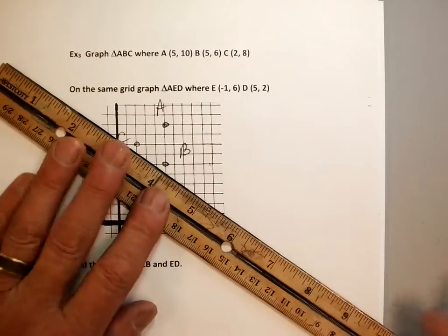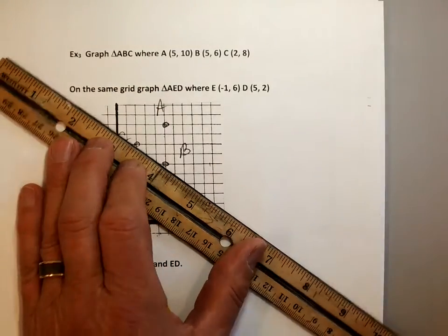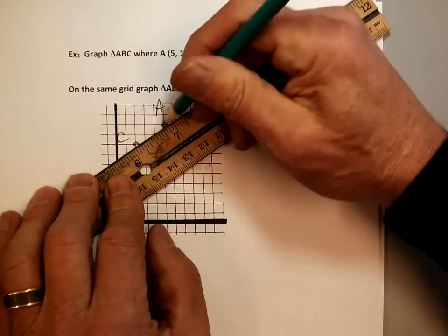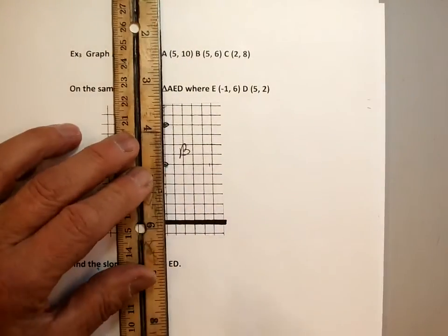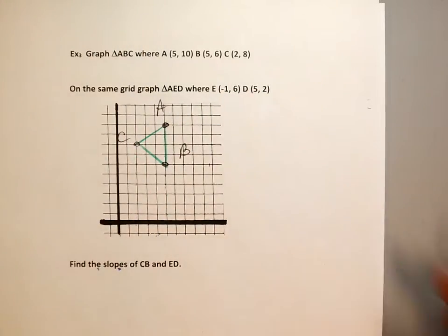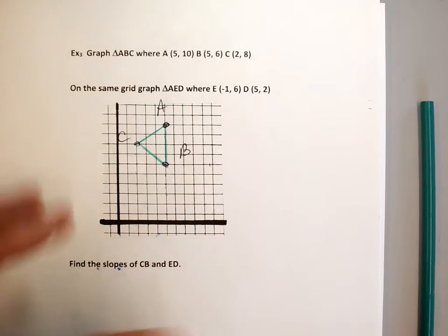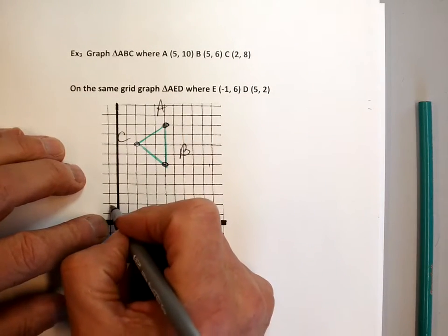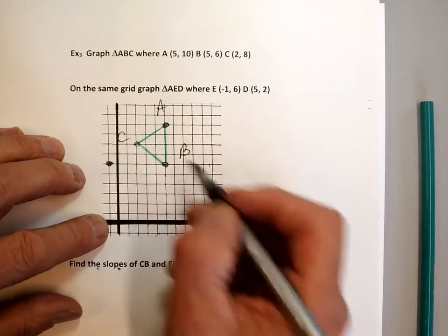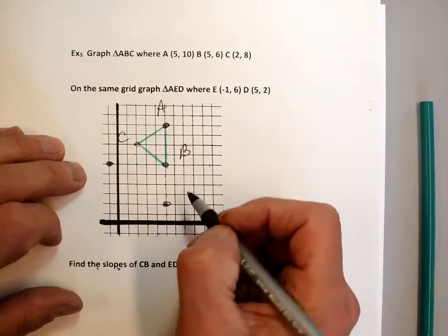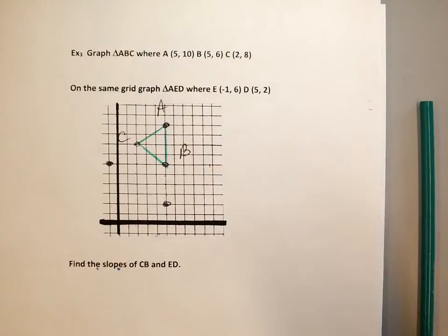Okay, I'm just going to go ahead and make that a different color so I can see it, okay? Now I'm going to have another triangle. Let's see if I can graph that. On the same grid, graph triangle AED. Now A is already part of it. Okay, we're gonna remember that. AED, where E is -1, 6. 1, 2, 3, 4, 5, 6. And D is 5, 1. Okay, so let me draw that in a different color so we can see them both, okay?